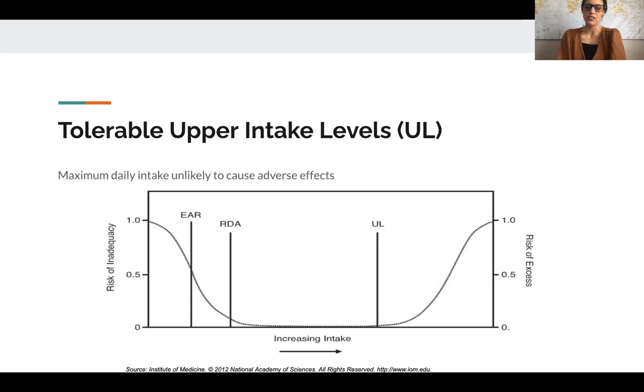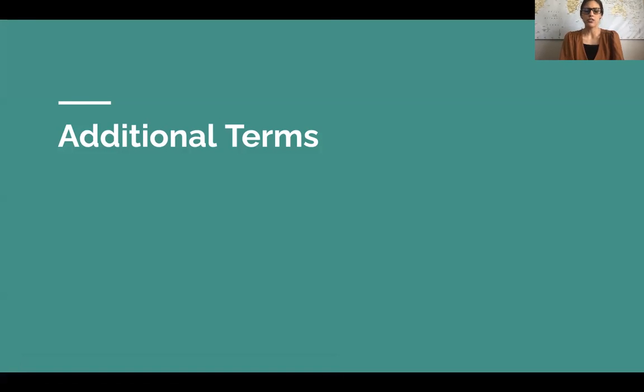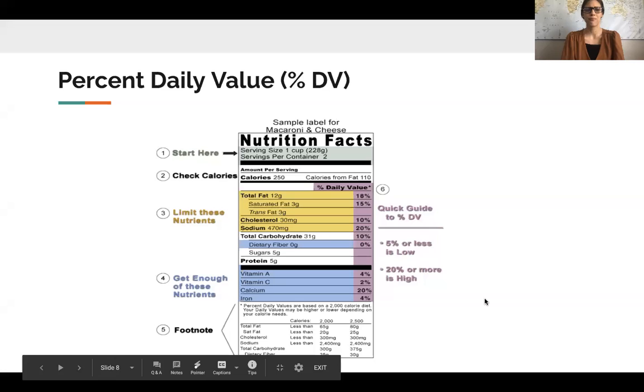intake levels. So for instance, if someone has too much vitamin C, we're going to start seeing individuals experiencing nausea and diarrhea. So those are the umbrella terms as far as our dietary reference intakes. There's a few other additional terms that I wanted to go over that you might experience in this class.